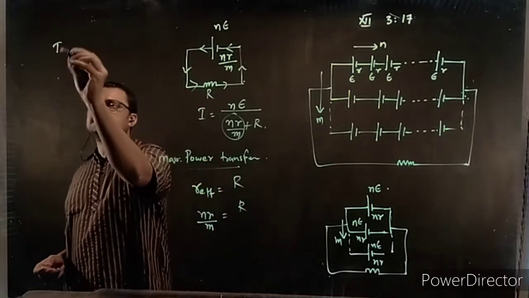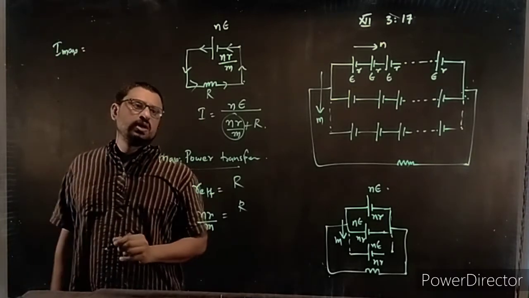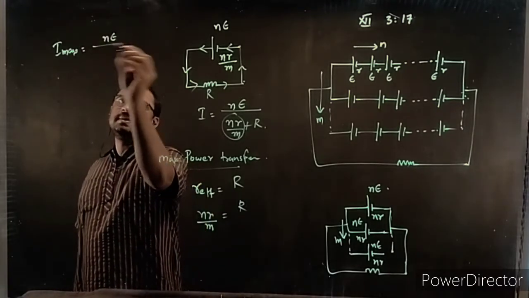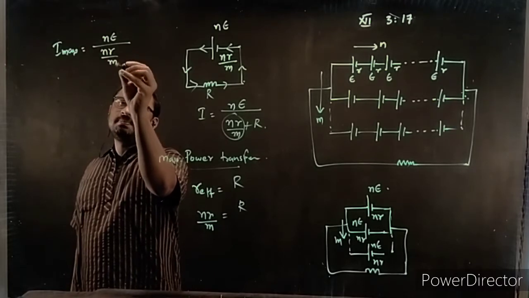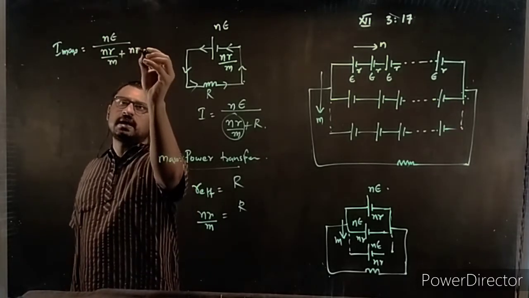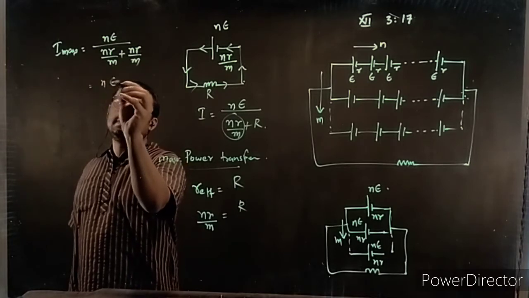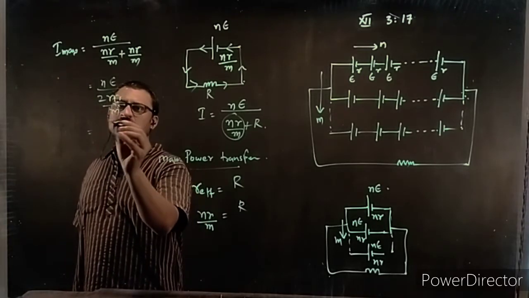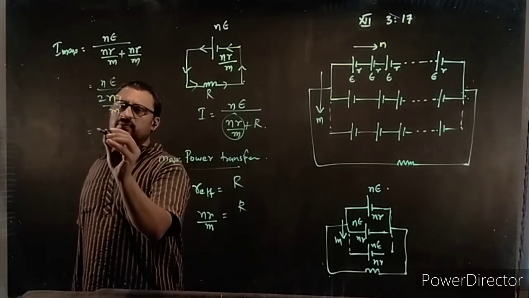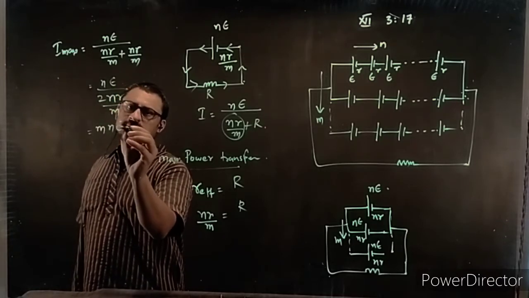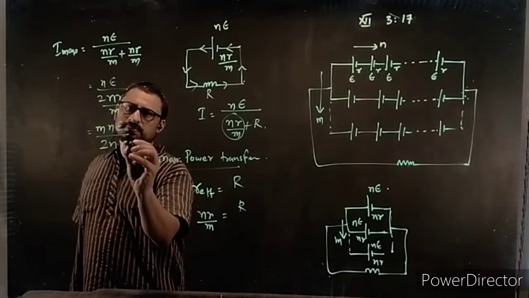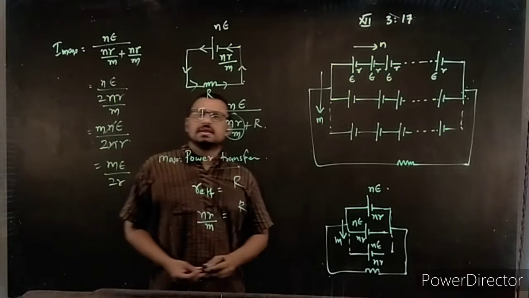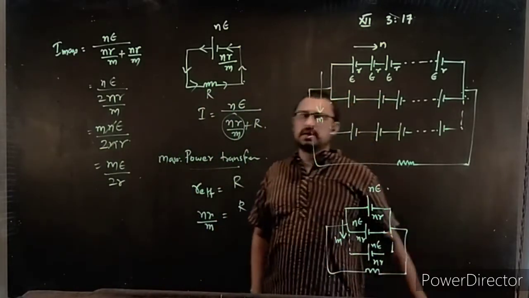So what will be that Imax? Imax will be equal to, you can put nr by m equal to R. So nE divided by (nr by m plus, instead of capital R, you can write nr by m). So that will be nE divided by 2nr by m, isn't it? So this m will go upside. So mnE divided by 2nr. So n cancels. So it will be mE divided by 2r. This is the maximum current that can be drawn from a mixed combination of cells.